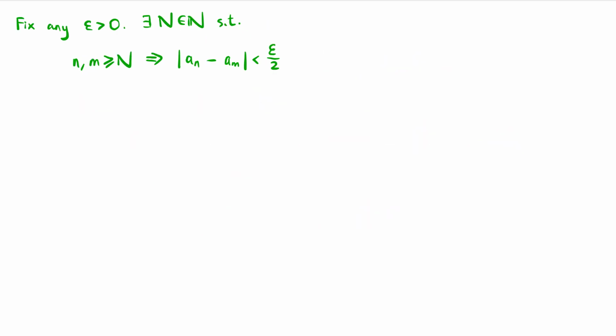Now we fix any epsilon greater than 0. Then there exists a capital N, a positive integer, such that whenever n and m are greater than or equal to capital N, we have that the absolute value of a_n minus a_m is less than half of epsilon. This means that a_n minus half of epsilon is less than a_m, which is less than a_n plus half of epsilon.